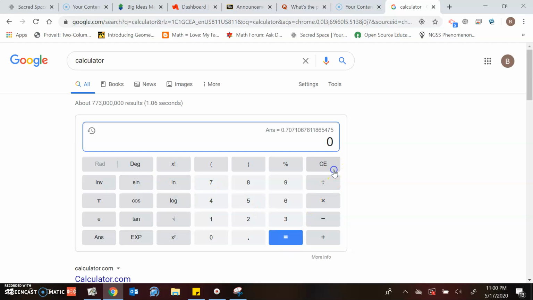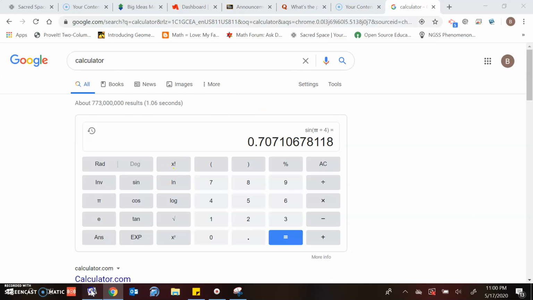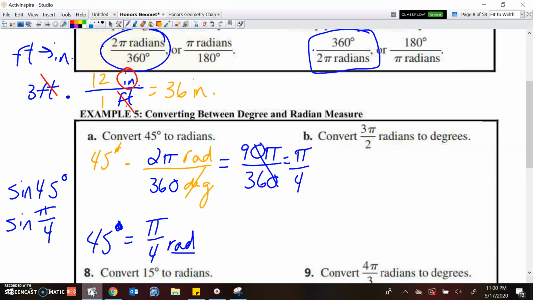Now let's switch it over to radians. We're going to do the sine of pi divided by 4. Sorry, it says times, so sine of pi divided by 4. We're going to get 0.707, the same thing. So again, we're just using different units to express the same situation, okay? All right, let's practice some more.